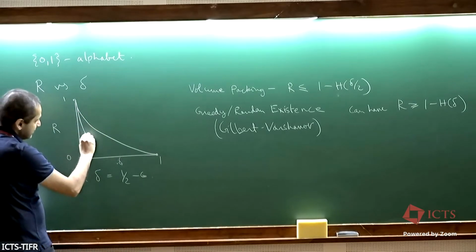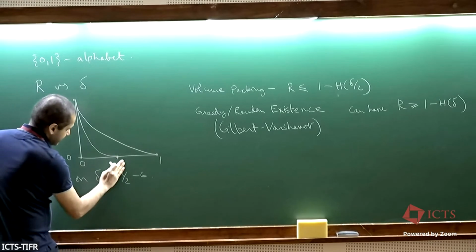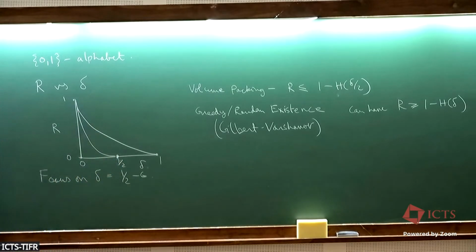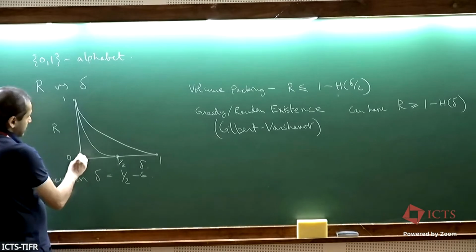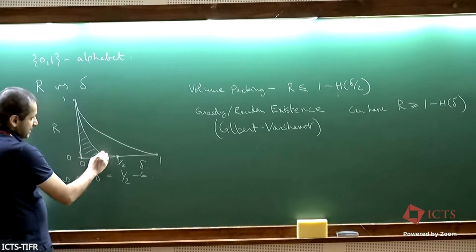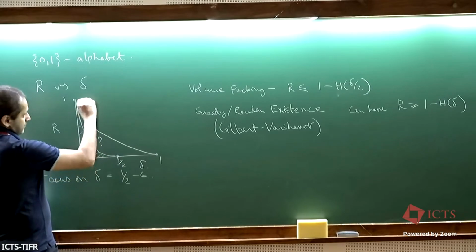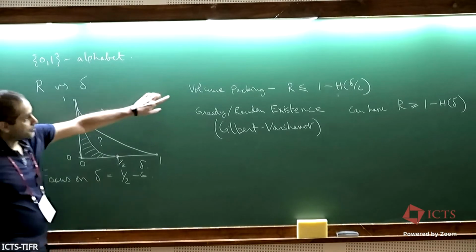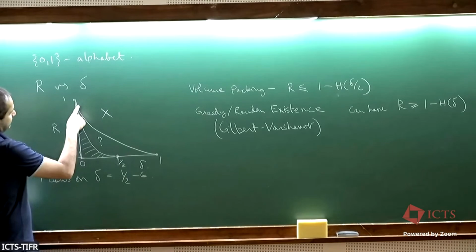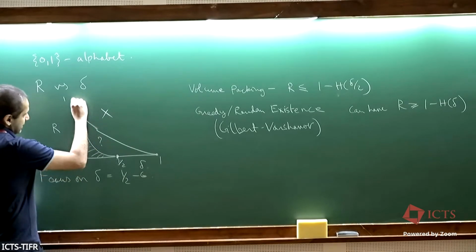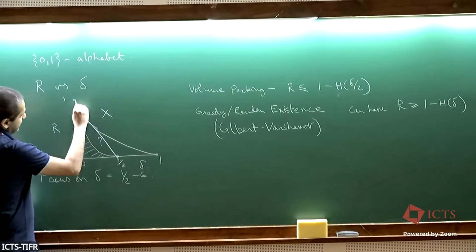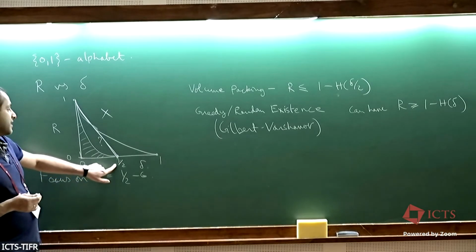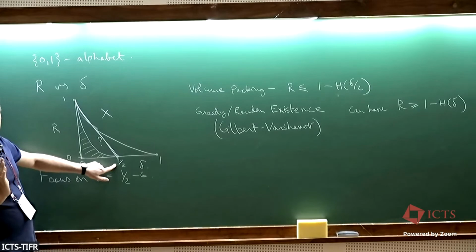And at half, there are codes like this. So this is the zone where we know codes exist. We don't know in here, and there are no codes here. And so people have improved the volume packing bound. An early result called the Plotkin bound showed that actually you cannot have codes above this line, showing that half is actually the critical value of delta for which positive rate codes do not exist beyond that.